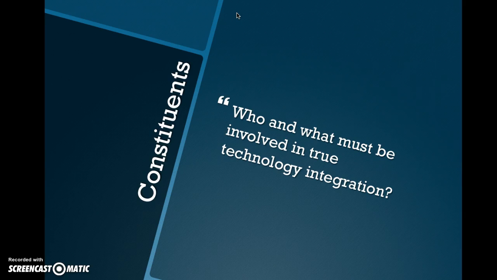Is it just about learning how the technology works? Is it just about how we can use it in the classroom? Or is it looking at how technology works, but also how to use that to the benefit of the students, to the benefit of student learning, and expanding beyond?